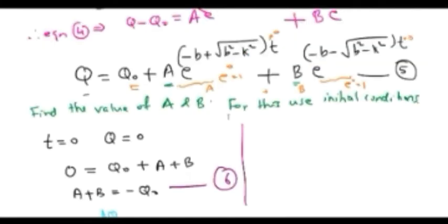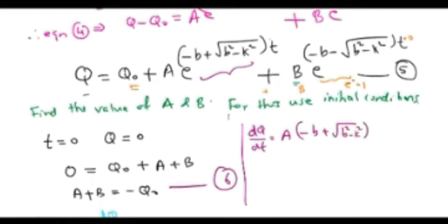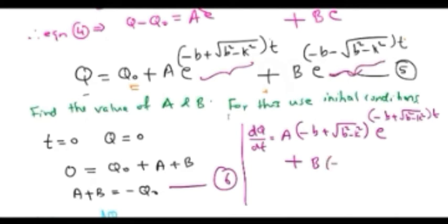Fine, let's do that. dq by dt is equal to A into the differentiation of the first term, that is minus b plus root of b square minus k square into e power minus b plus root of b square minus k square into t. Second term, B into the differentiation of this quantity, that is minus b minus root of b square minus k square into e power minus b minus root of b square minus k square into t. That is the differentiation. Now you apply the initial condition.